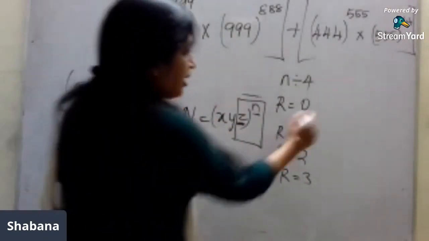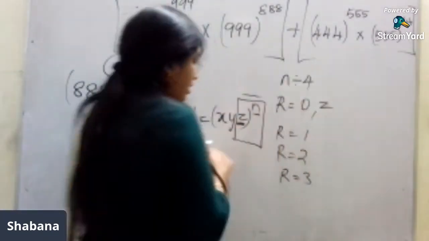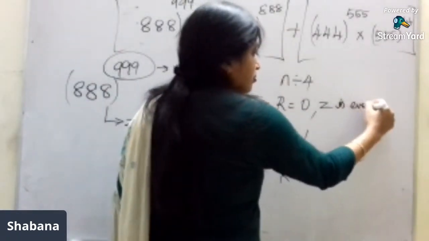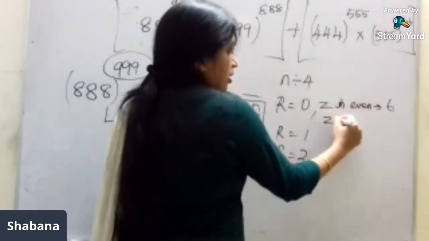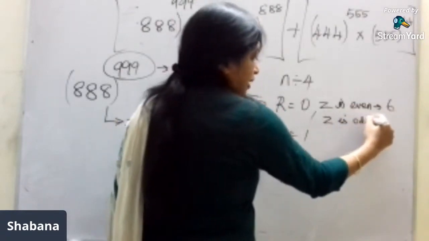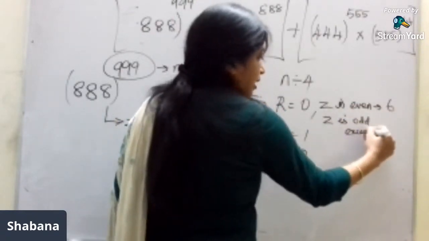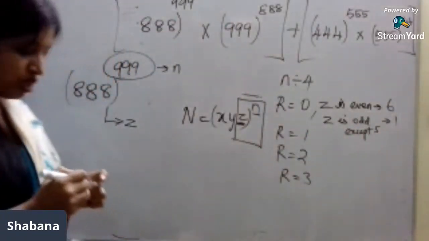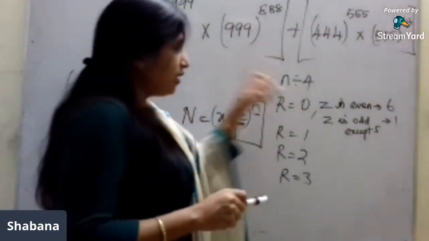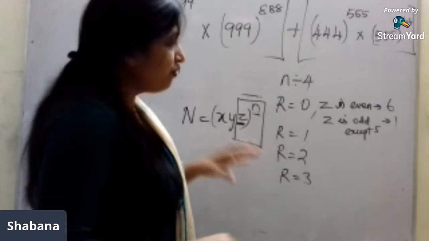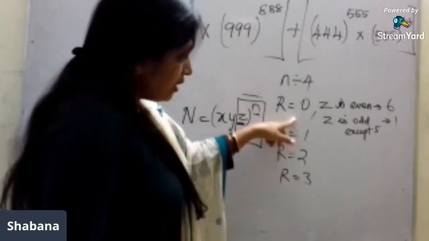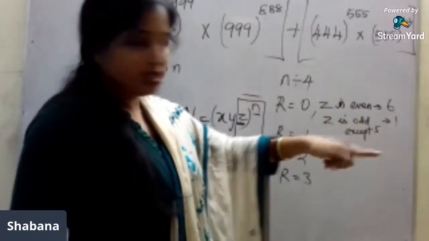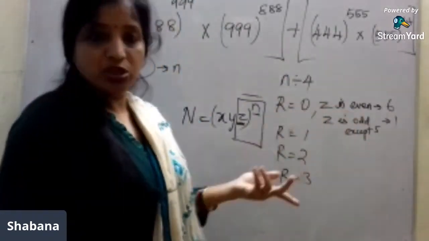If you get a remainder 0, you look out for z, that is the base's last number. If your z is even, the last digit will be 6. If your z is odd except 5, the last digit will be 1. This is a universal rule; you just have to remember it. You divide the number in the power by 4. If you get a remainder 0, look out for z. If z is even, the last number is 6. If z is odd except 5, the last number is 1.